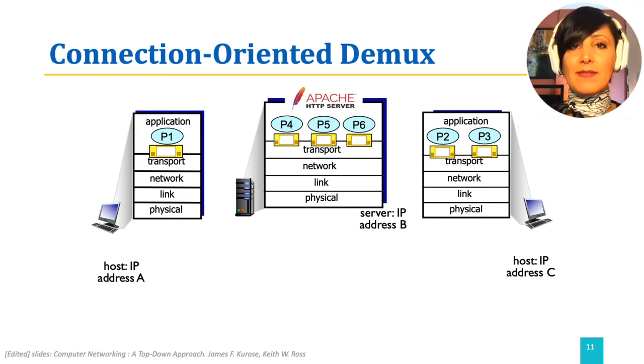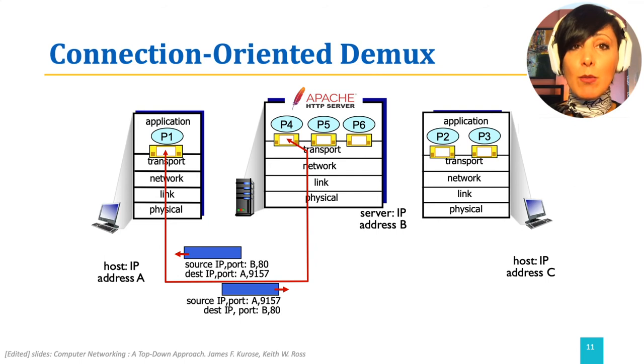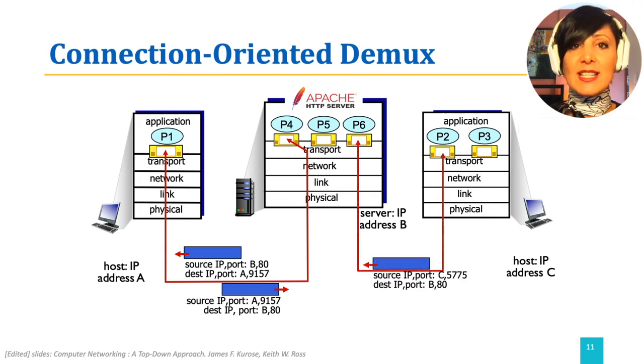For example, let's say host A initiates a connection to host B, which is from host A's port 9157 and goes to port 80 of host B. Host C also initiates a TCP connection to host B from its port 5775 to host B's port 80. These packets will end up going to different sockets at the server B, which is identified not only by port 80, but also with the 3 other values in the 4-tuple.